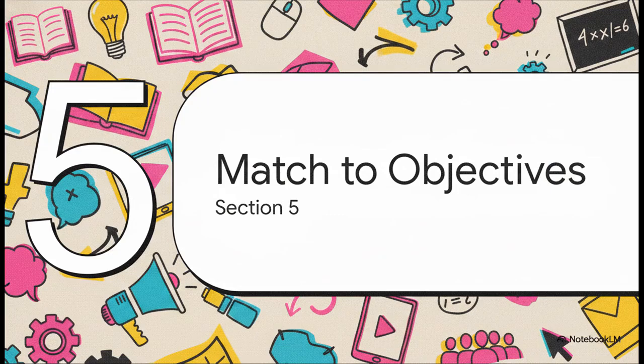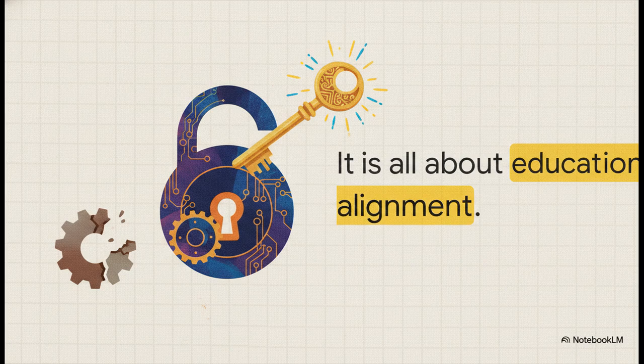Section 5. Matching methods to objectives. This right here is the absolute climax of our explainer. Because think about it. If you're staring down at this massive toolbox of 8 physical and digital methods, which lever do you actually pull? Well, the secret to Coder Ring is just one word: alignment.